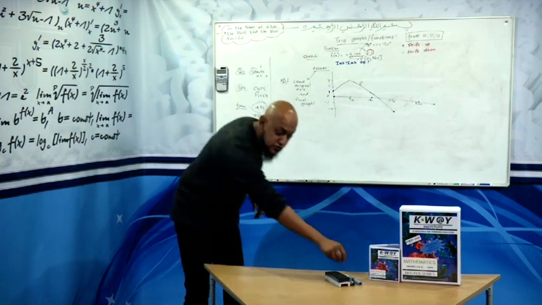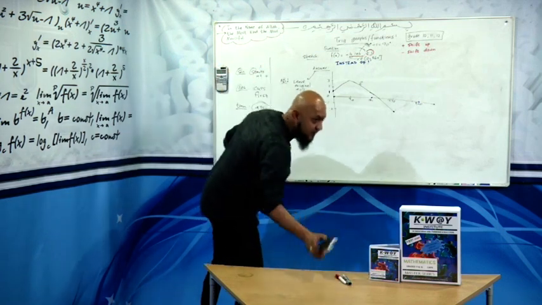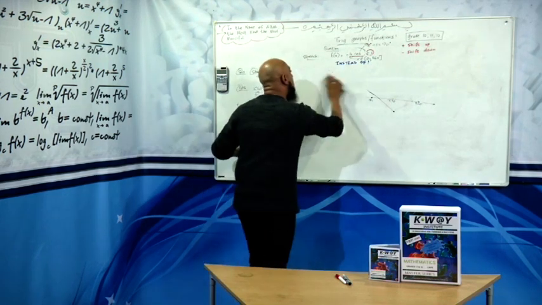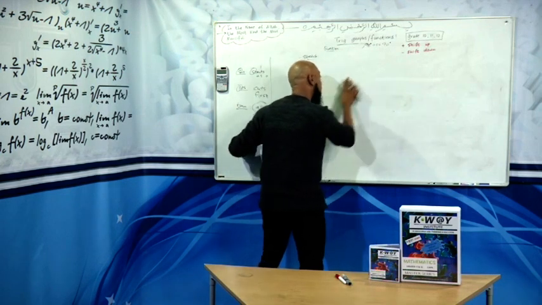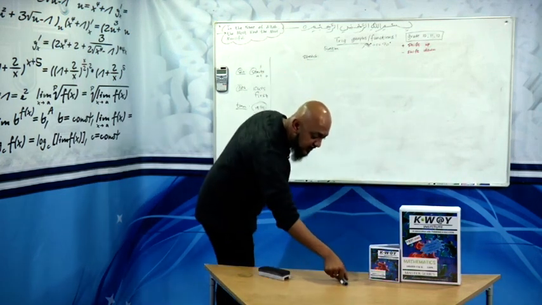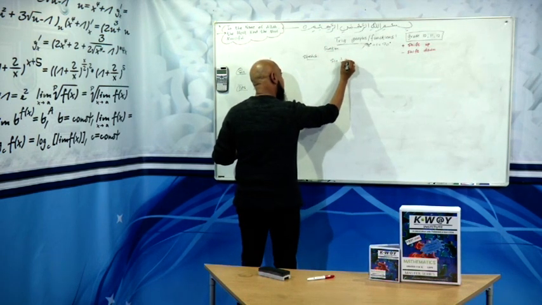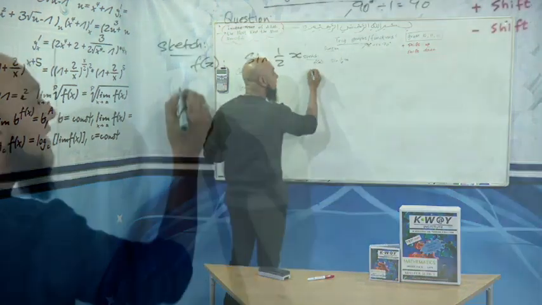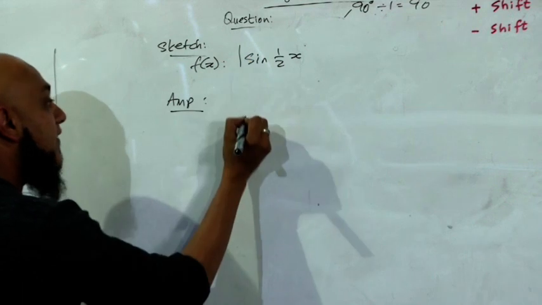For example, just to show you quickly, what if it was sine half x? So let's erase this. Just to give you an example, what happens if they told you sine half x? Sine half x. Right, that's f of x. Again, question on this. What is your amplitude on this graph? Your amplitude is 1. The number there in the front is 1.